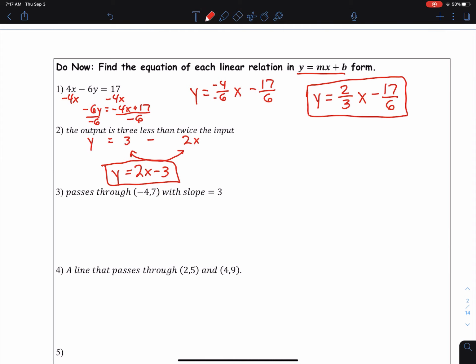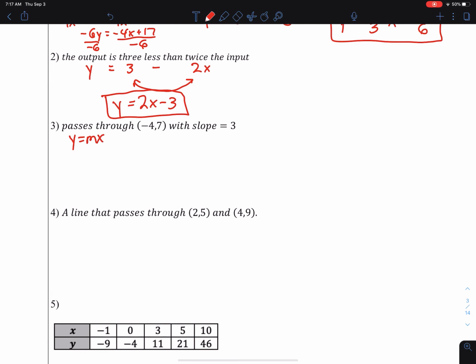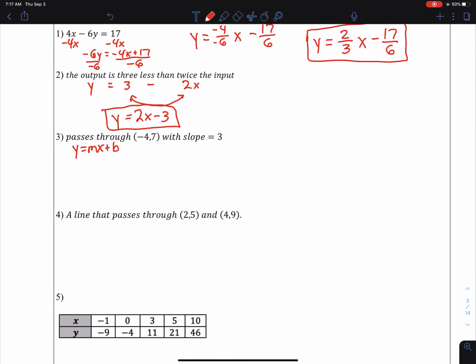Number 3, it passes through negative 4, 7 with a slope of 3. So I'm going to first write my equation y equals mx plus b. Let's plug in what we can. So we know we have to plug in for the m and the b, the slope and the y-intercept. Do I have one of them? Yes, I have the slope, so I know that's going to be y equals 3x plus b. Well, I don't know the y-intercept, but what we do know is a point (x, y), so we can plug that point in for x and y in our equation. So that would be 7 equals 3 times negative 4 plus b.